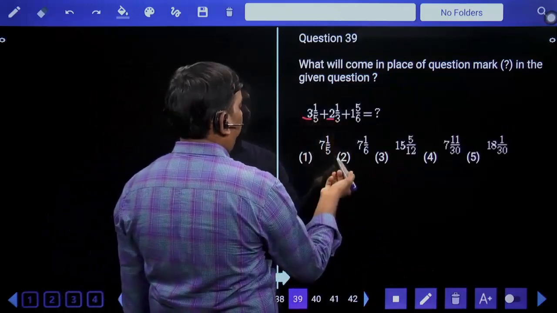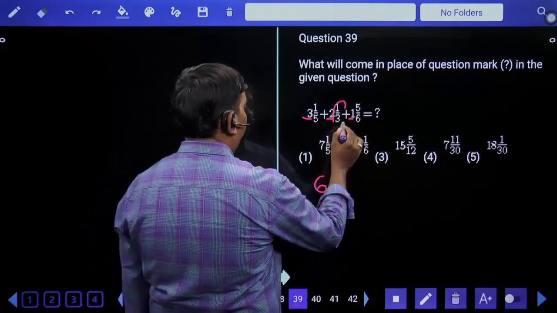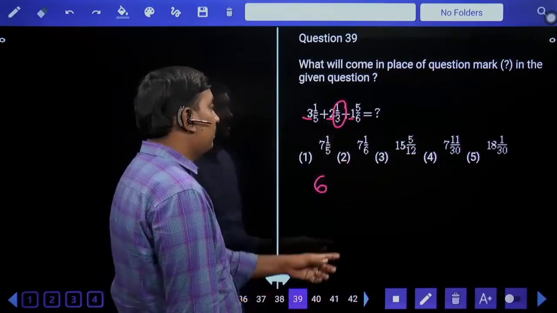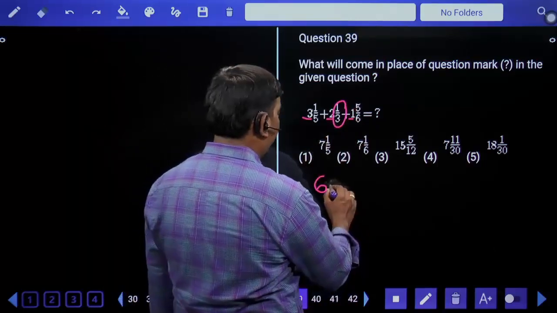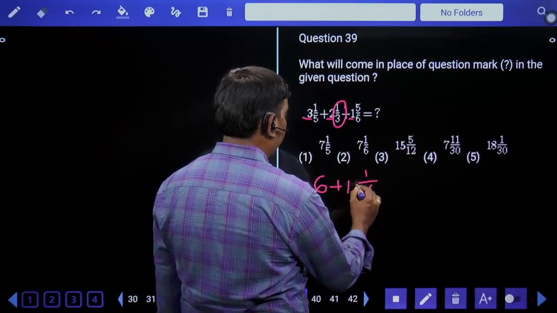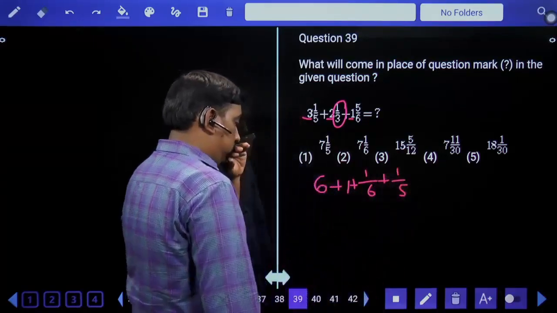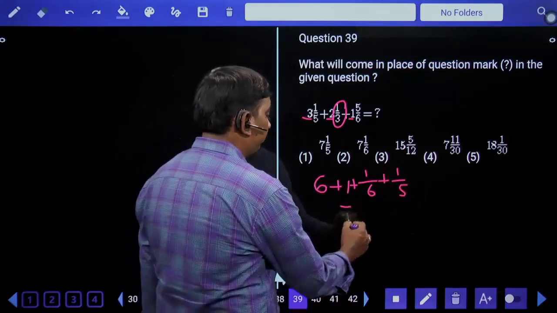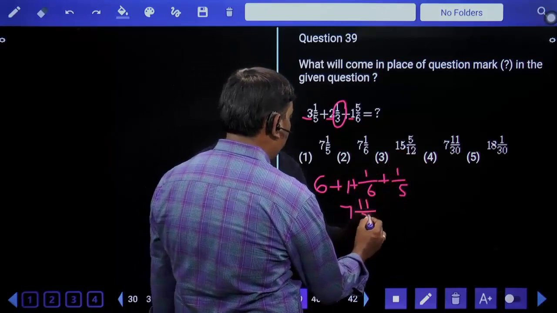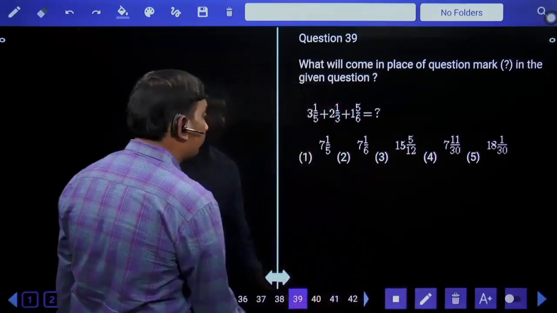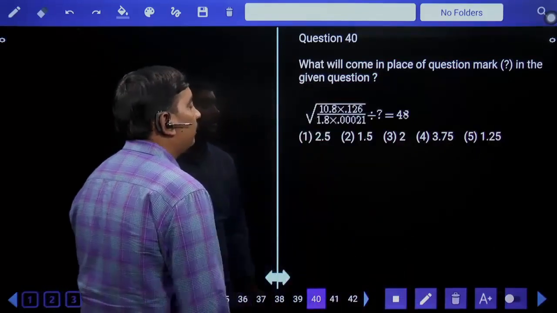3 plus 2 is 5. 5 plus 1 is 6. 1 by 3 is also known as 2 by 6. 2 by 6 plus 5 by 6 means 7 by 6. 7 by 6 means 1 by 6. Already I have 1 by 5 here. 6 plus 1 is 7. 5 plus 6 is 11. So 11 by 30. Fourth option is your answer.